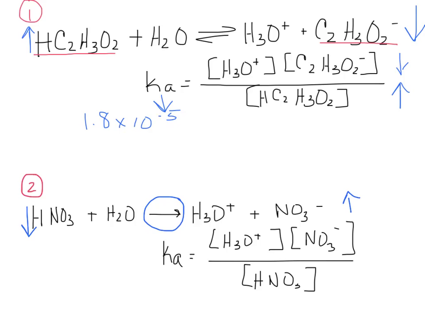This will result in a very large numerator and a very small denominator, resulting in a very large Ka value. In fact, the Ka value for nitric acid is actually greater than 10.